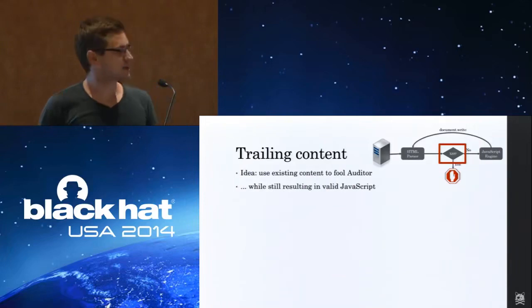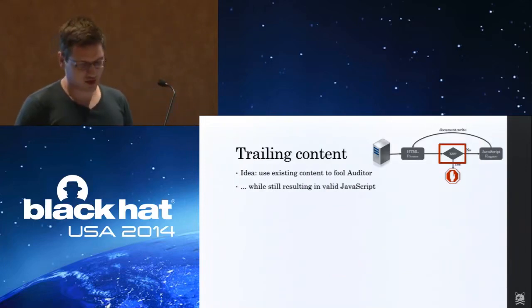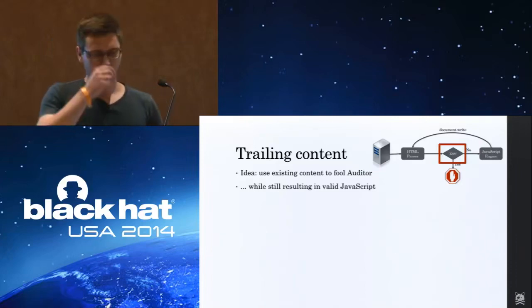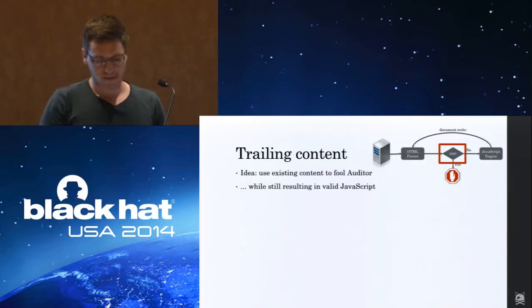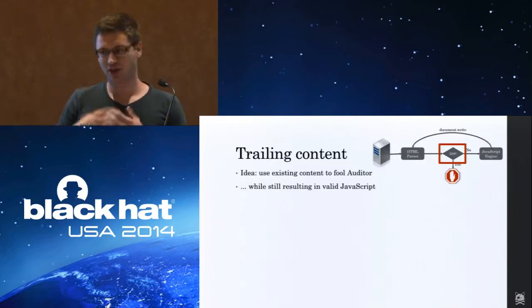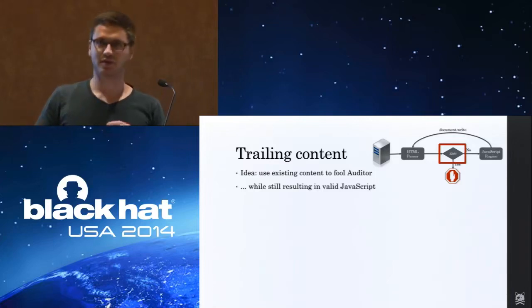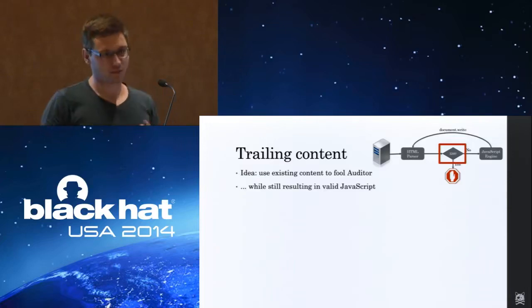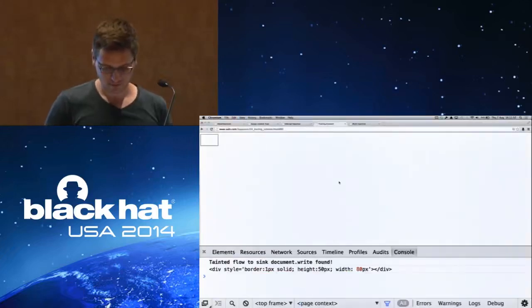Then something that is similar is a class we call trailing content. The idea here is to use existing content that is out there in the page to fool the auditors. So you inject something, but there's more stuff behind that. The key is you want a payload that will be executed, so you don't want a parsing error, but again, you don't want to be found as well. So let's look at another demo here.